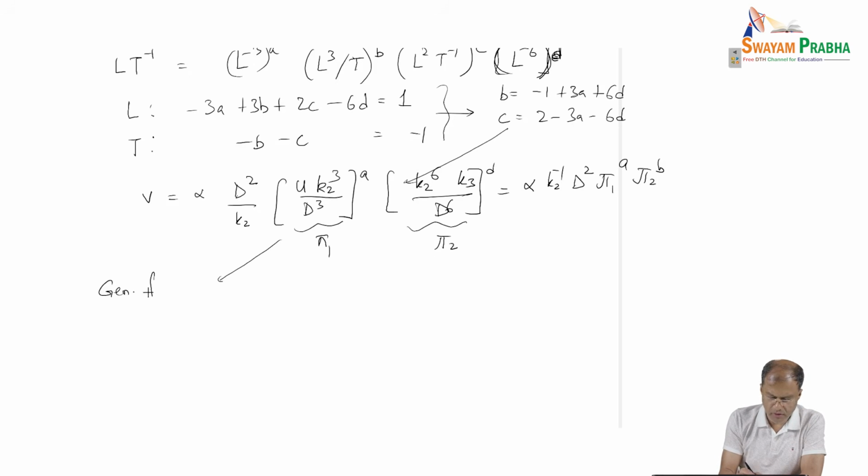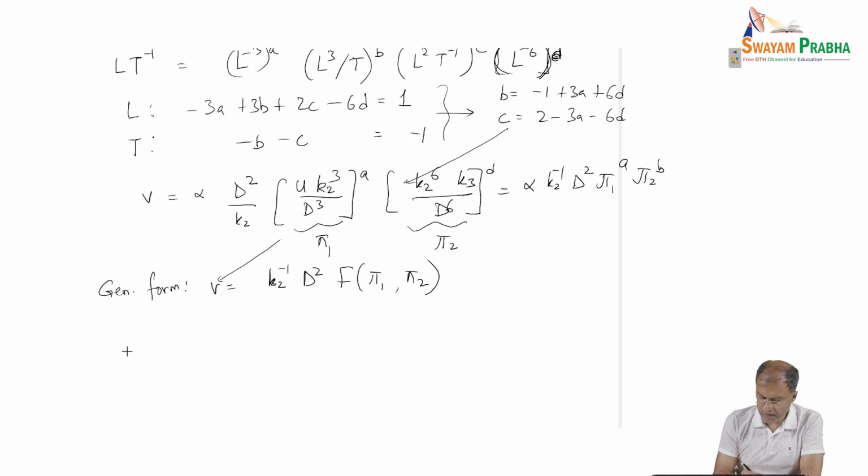Okay, so then which means that I can write down the general form. The general form of v is k2 inverse d square times f of pi 1, pi 2, right? And now if we were to solve the Langevin-Epstein model, well, I'm not introducing the model but just giving you the formal answer to this system, and try to compare it with what we have found in dimensional analysis.